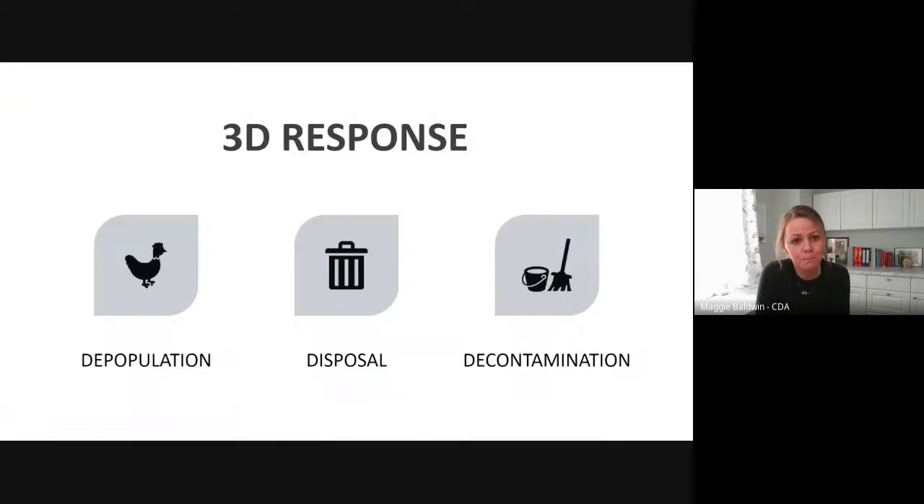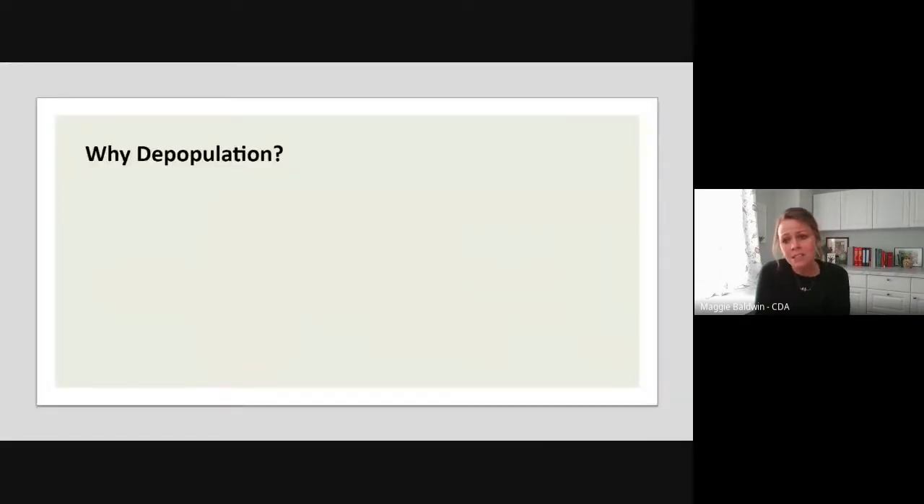When we think about response, a few of the key pieces of that response are depopulation, disposal, and decontamination. We call it the 3D response, and you can actually order 3D response teams from USDA to help in these response efforts. And I just wanted to touch on one of these, and that's depopulation. So I think it's a challenging subject. It's a challenging disease to deal with, truly. But depopulation is something that comes up, and we get asked the question, why do you have to depopulate for highly pathogenic avian influenza? And there's a few reasons.